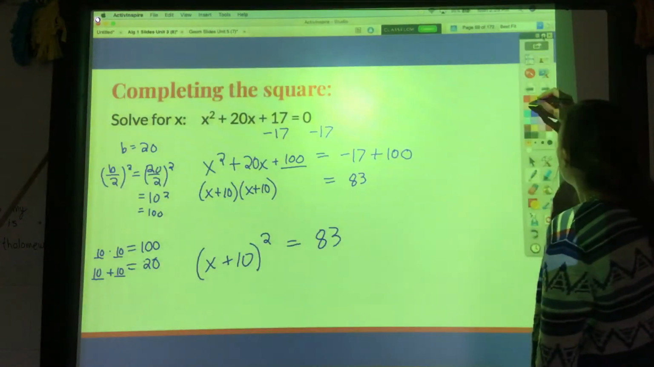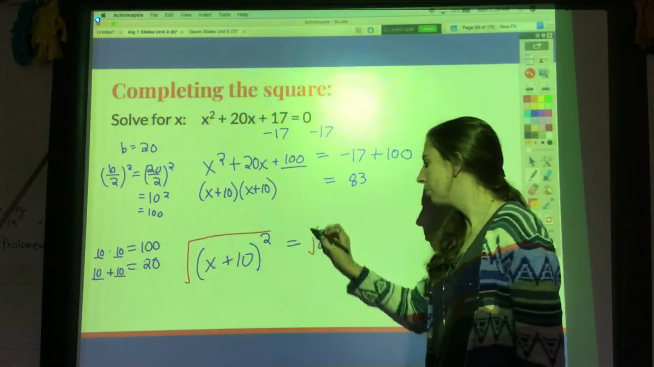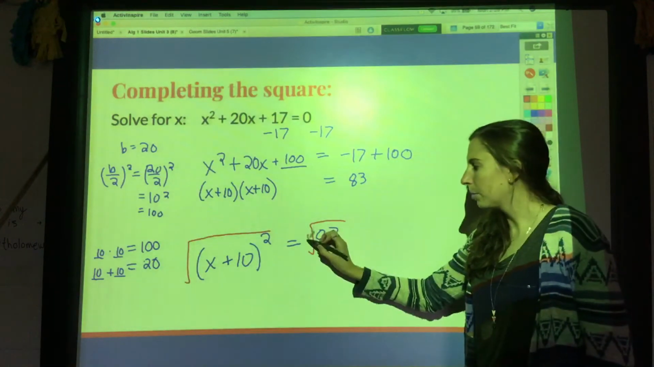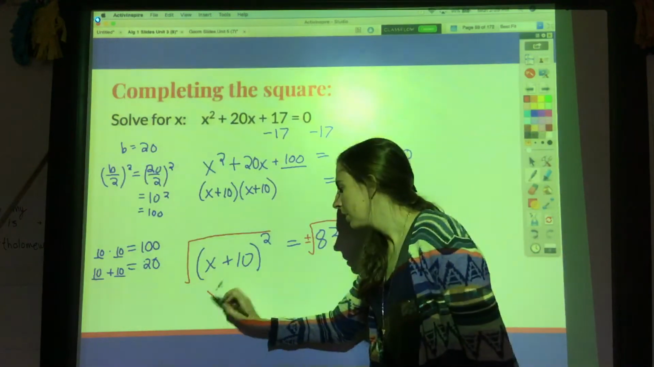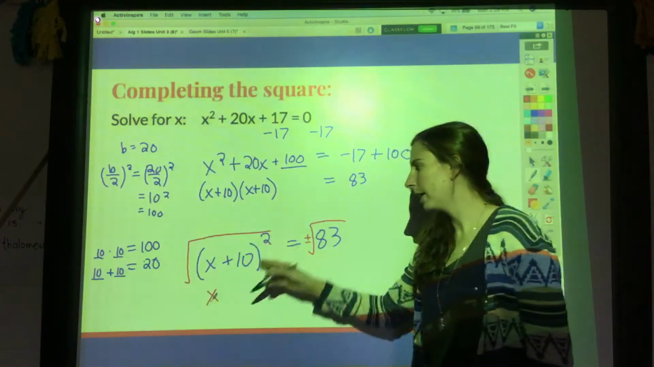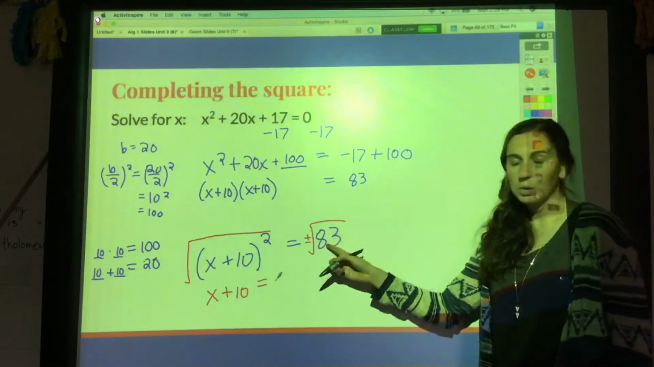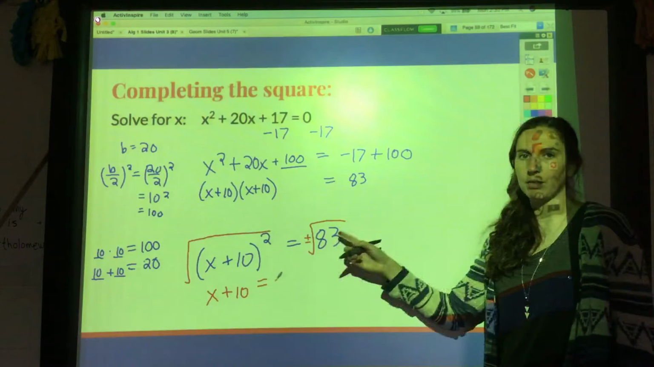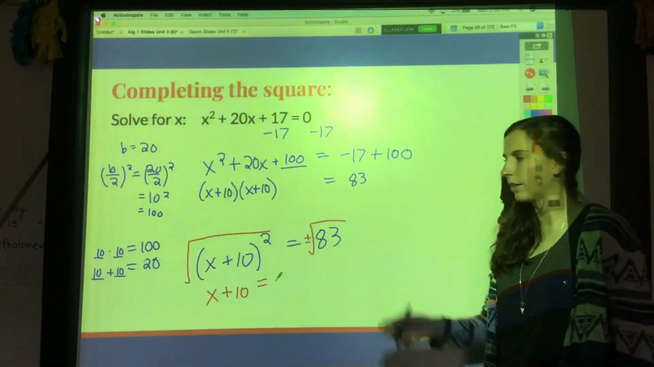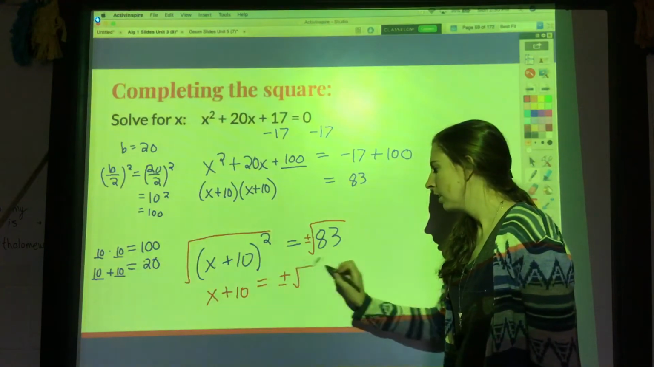We use a different color here. So to get rid of the squared, just square root both sides. Don't forget plus and minus square root of 83. So that cancels out with the squared, leaving just x plus 10. This does not square root evenly, and it doesn't break down at all. It doesn't divide evenly by 4 or 9 or 16 or 25 or any of those. So I'm just going to leave it plus or minus square root of 83.